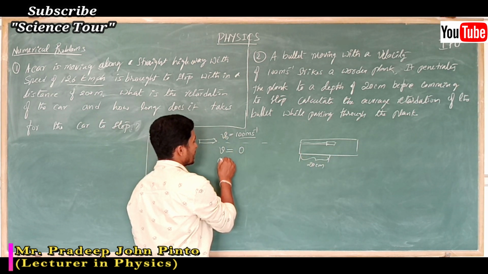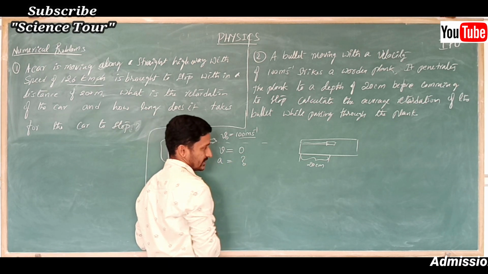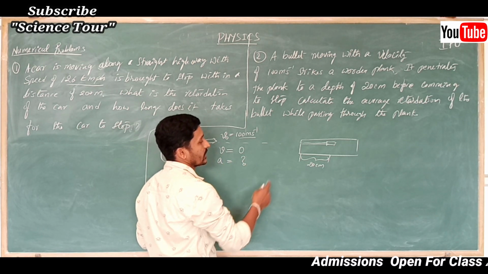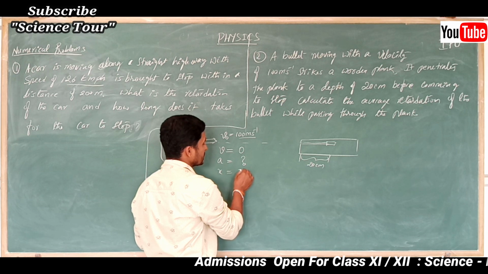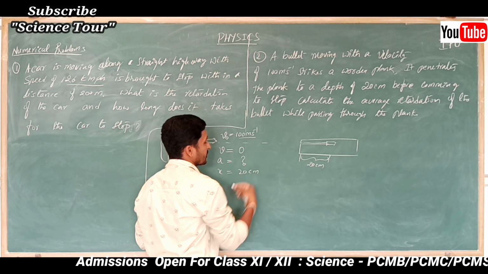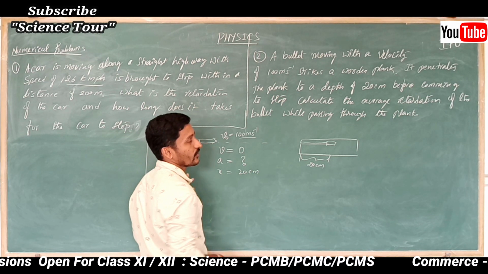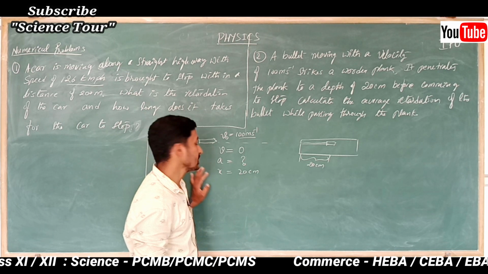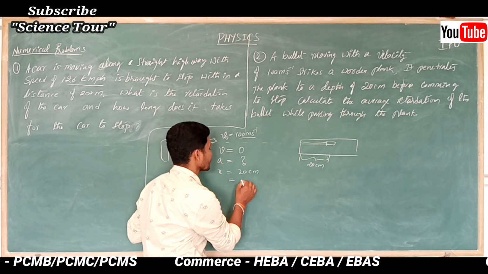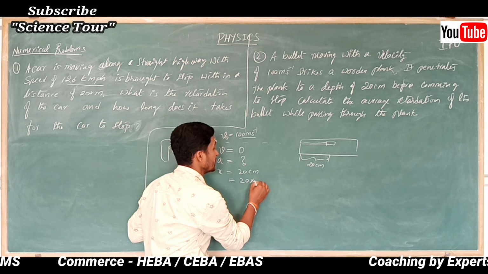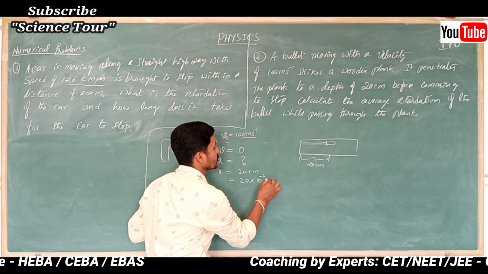So what is the retardation? That you have to find out. Nothing but negative acceleration. Then what is the distance travelled? It is 20 centimeter. Now listen here, we have to write down everything always in meters. So centi means what? Centi means 10 to the power minus 2 meter.